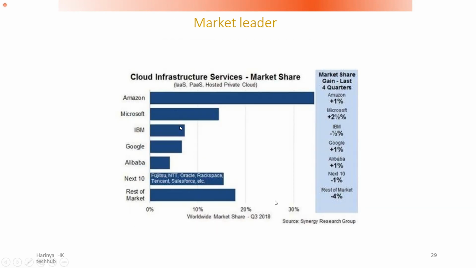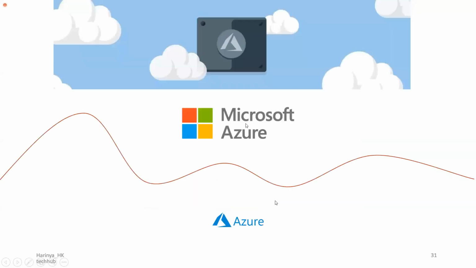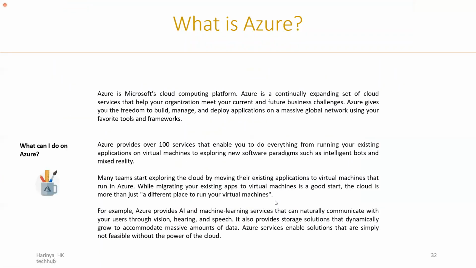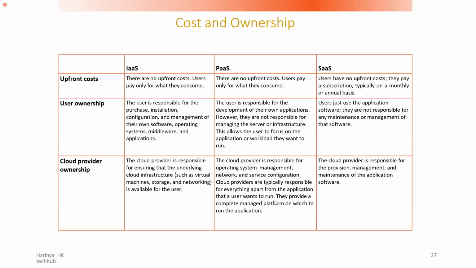Microsoft next, IBM next, Google next, Alibaba, and the rest of the clouds like Rackspace, Fujitsu, NTT, Salesforce, Pega, all these market leaders, which are the cloud partners. So right now, multiple clouds are there: Azure, AWS, IBM, Google Cloud. So Microsoft Azure, what is Azure? Before entering into Azure, we have completed all the cloud computing models. So you can have a reference of this as well. Just make a reference.